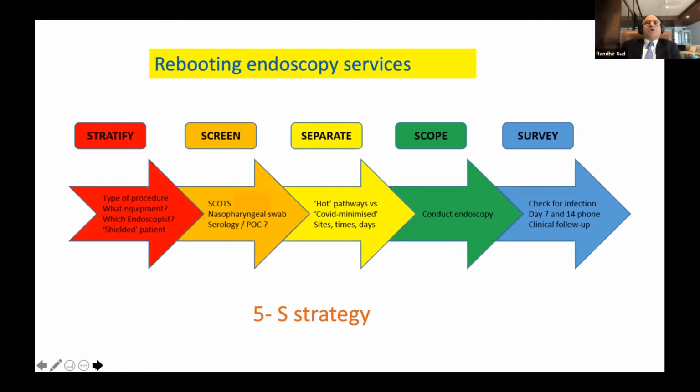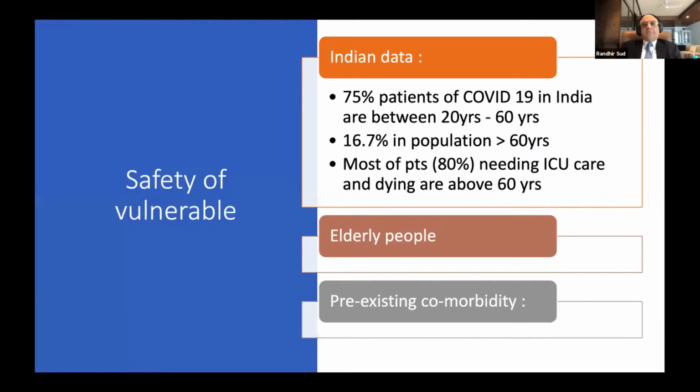This is the most important slide which I would like you to concentrate on. This is what the British Society says, the 5S strategy. You stratify the patients, you screen the patient, you have separate pathways for different kinds of patients. Then you have a separate provision of scoping them, and then survey the patients who have been scoped. So, let's look at which are the patients who are the most vulnerable.